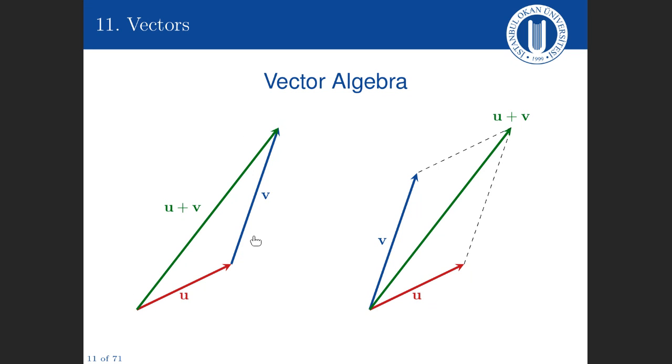There's another way to think about adding two vectors together. You might imagine that they start at the same initial point. In the right-hand picture, the red and the blue vectors have the same initial point. We can draw a parallelogram with this dotted line, and then the green vector, u plus v, has the same initial point as u and v, and it has a terminal point at the opposite corner of the parallelogram.